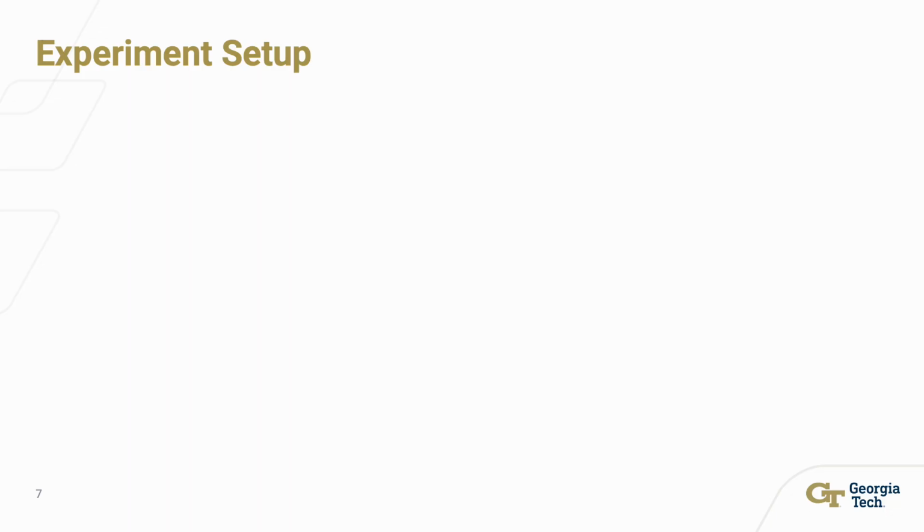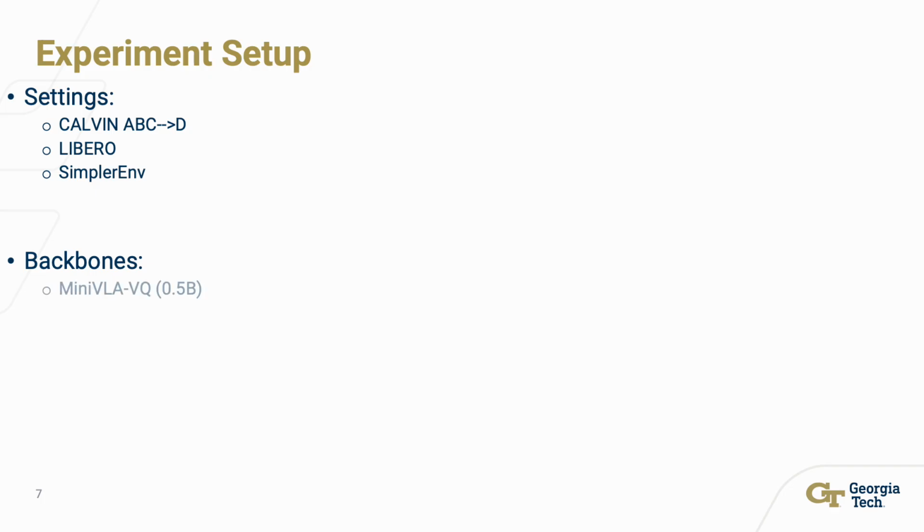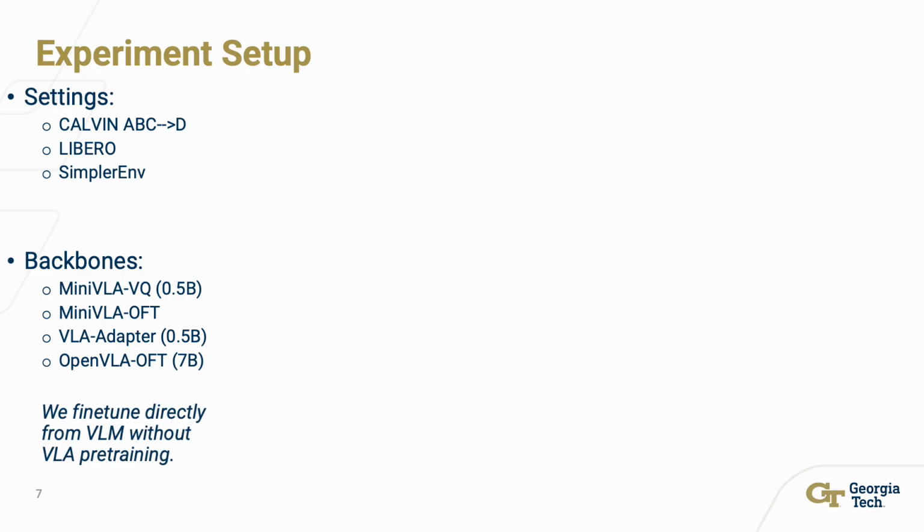To demonstrate the effectiveness of MAPS, we evaluate on three simulation settings: Calvin, LIBERO, and SimplerEnv, and four backbones: MiniVLA VQ, MiniVLA OFT, VLA-Adapter, and OpenVLA-OFT. On each, we take the base model before action fine-tuning and compare the impact of vanilla fine-tuning versus MAPS fine-tuning on in-distribution and out-of-distribution success.